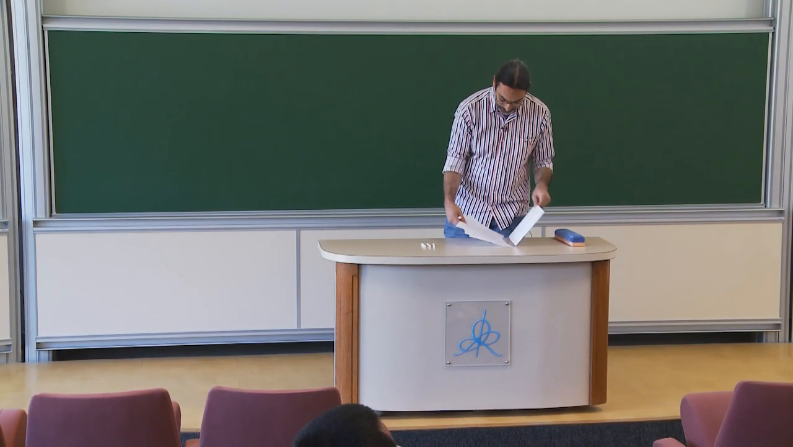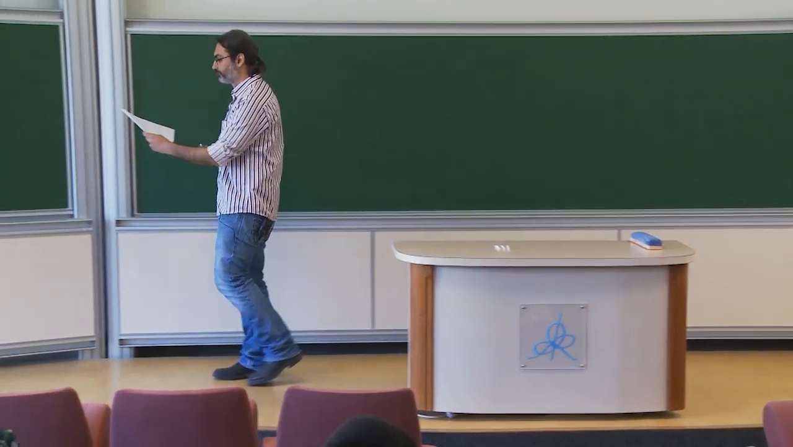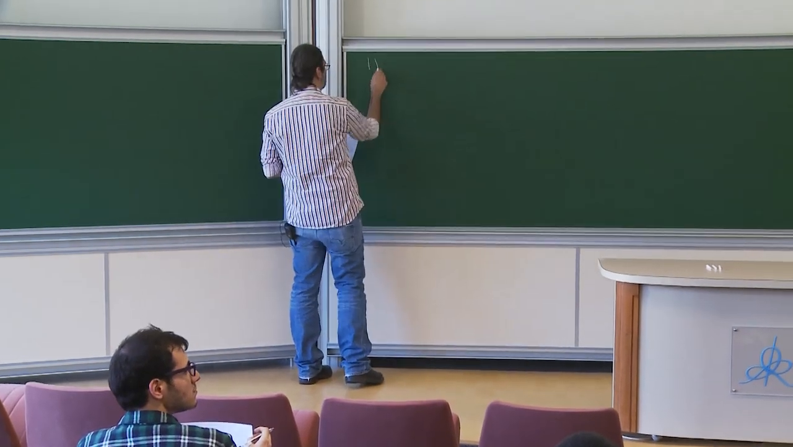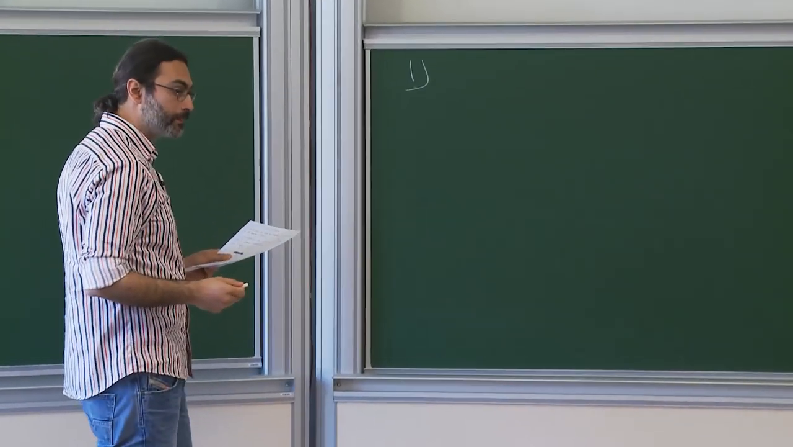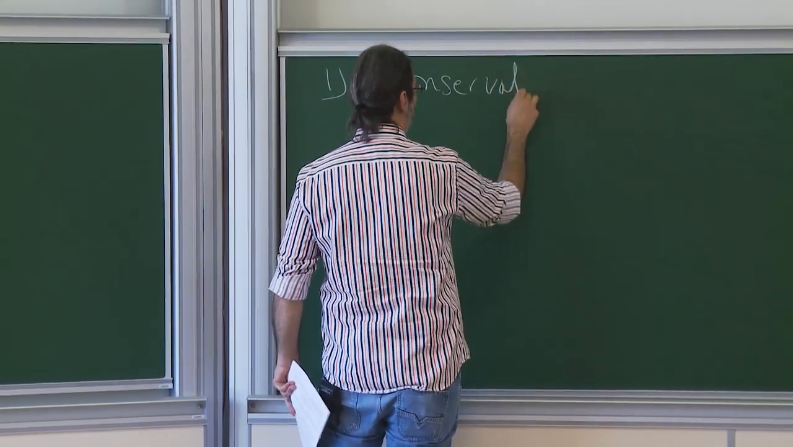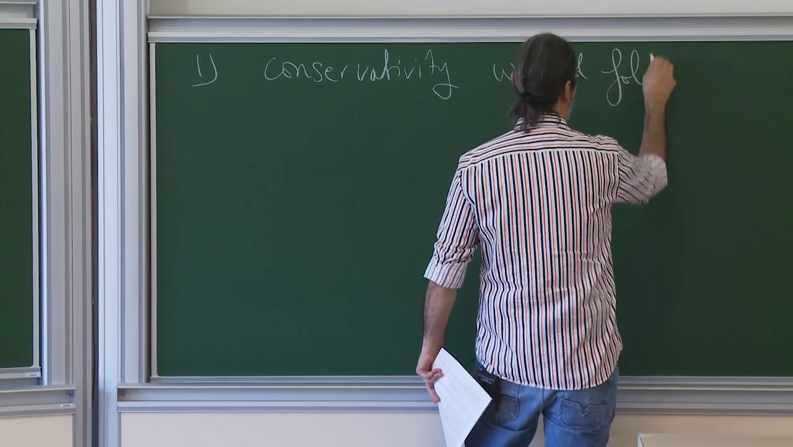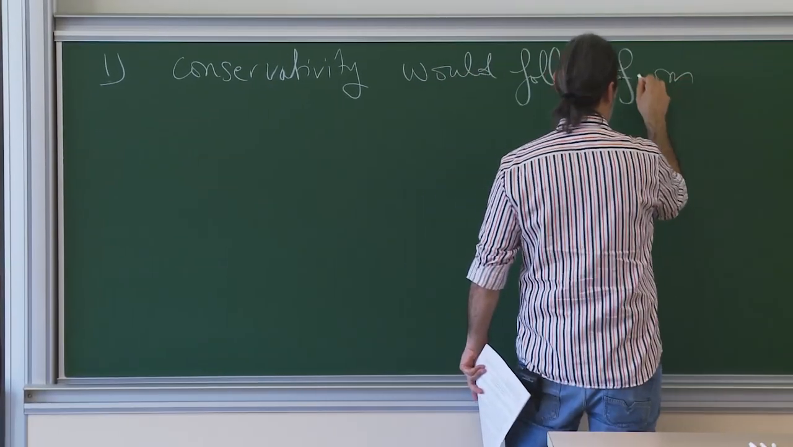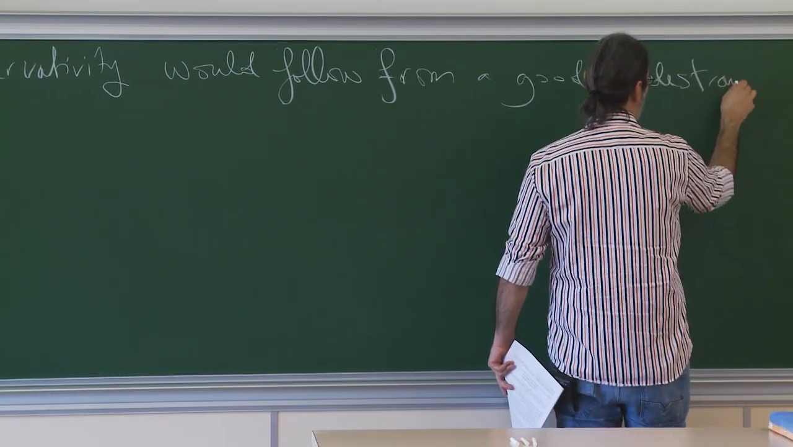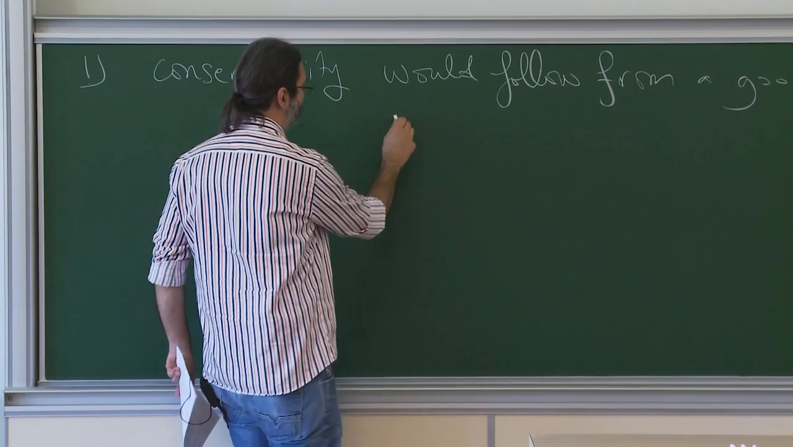I start by quickly recalling a few facts from the last lecture. So the first point: I explained that the conservativity conjecture somehow would follow from a good understanding of some particular object in DA, which is a homotopy limit of some explicit cosimplicial motif.